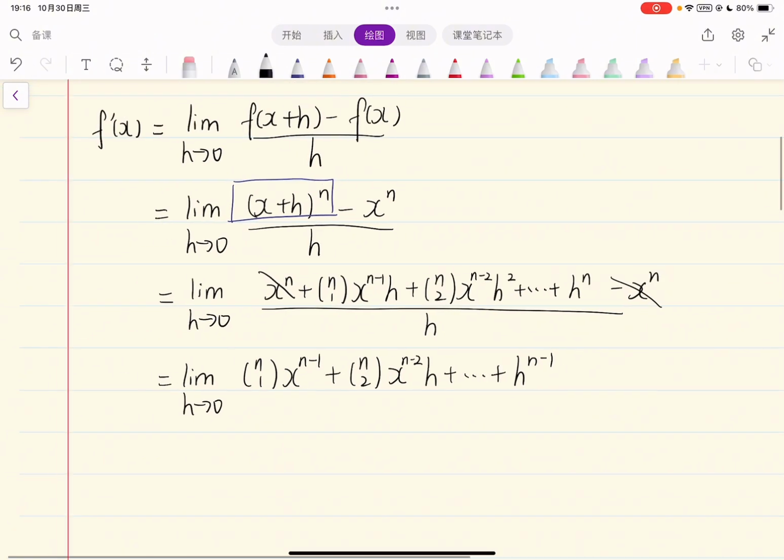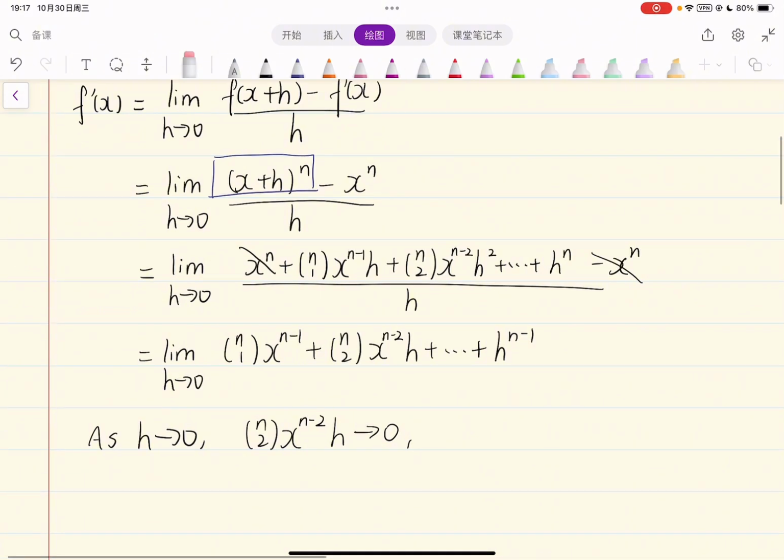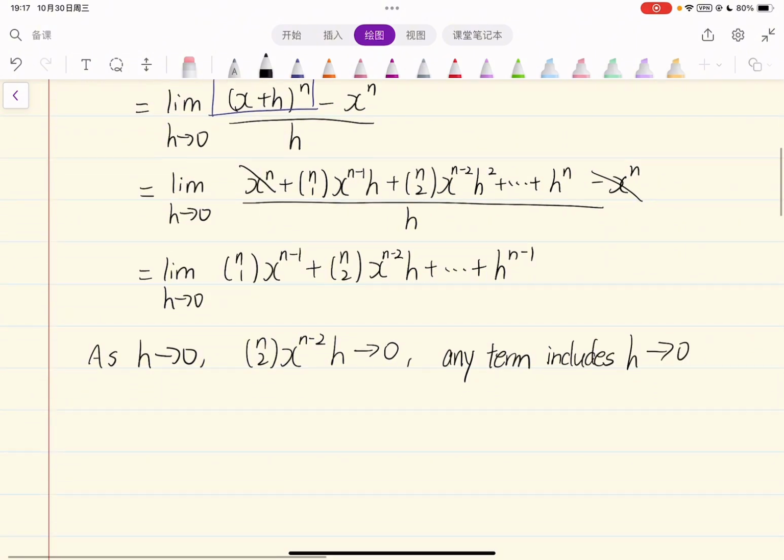Well, as h tends to 0, n choose 2 x to the power of n minus 2 h tends to 0. And you can see that any term that includes h tends to 0. The only thing we have is n choose 1 x to the power of n minus 1.